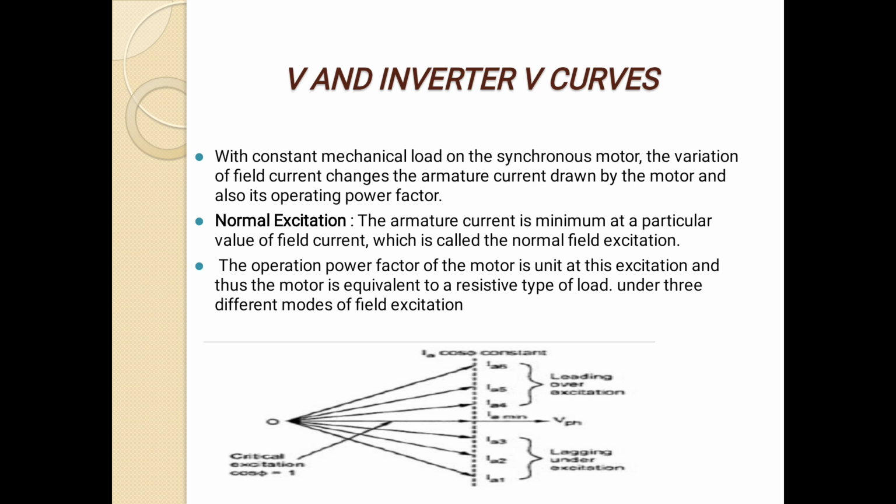The motor excitation can be varied from very low to higher. There are two kinds of excitation: over excitation and under excitation. Over excitation means that the cos phi value will be higher. That is called over excitation. And under excitation means that the cos phi value is lower. That is called under excitation.